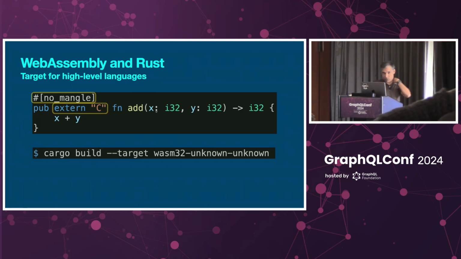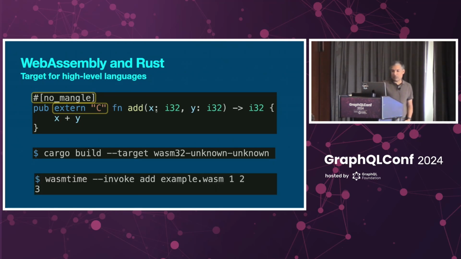In Rust, you take this code and compile it with a target that is wasm32-unknown-unknown. WebAssembly is a portable format, therefore you don't need to specify the architecture or platform, hence the unknown part. And then you can invoke it. In this case, I'm using the Wasmtime WebAssembly runtime. So here you say invoke the add function from that particular Wasm, passing it parameters 1 and 2, and it will do the work and return value 3.